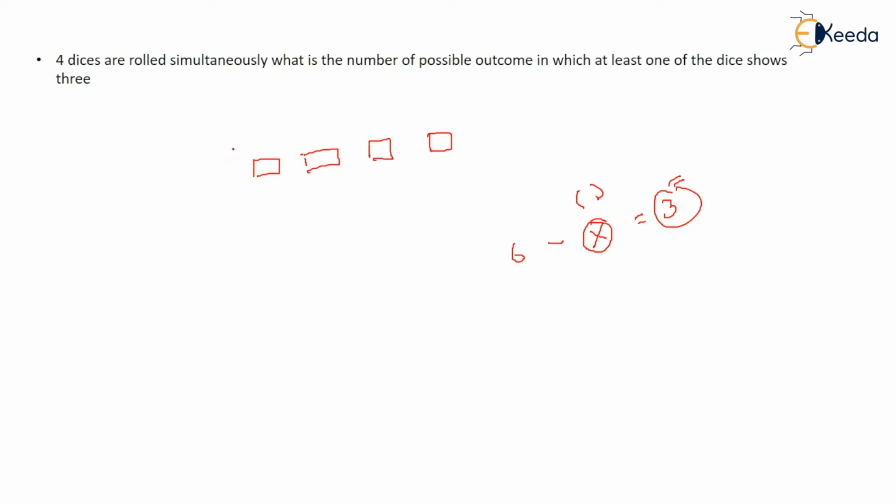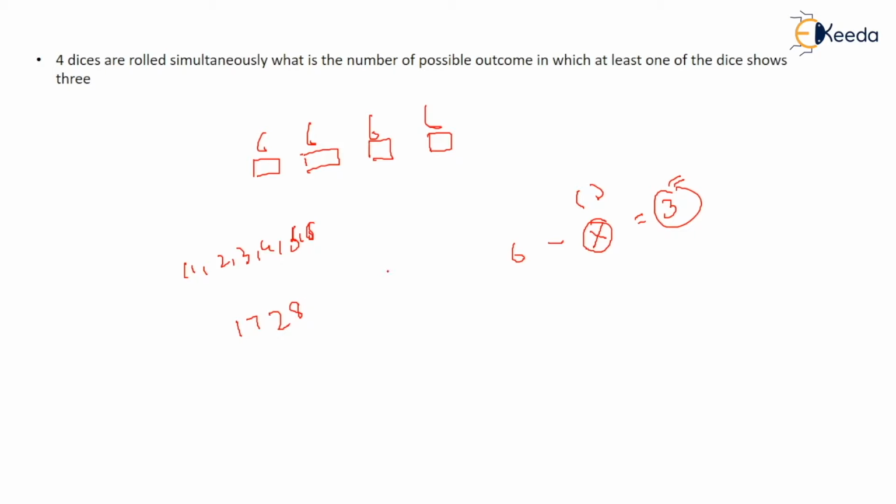So there are four dice, and a die has how many outcomes? 6 outcomes, right? So the first number can be filled in 6 ways, second also, third also, and fourth also. So this is equivalent to what? 216 into 6, that is equivalent to 1296. So 1296 is the number.